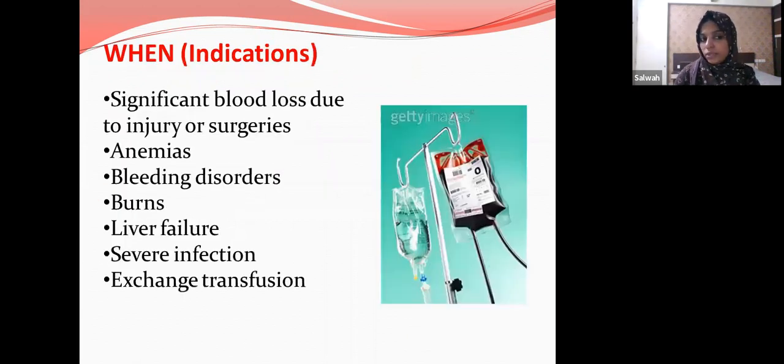Then to prevent complications of severe bleeding. Now, when? That is the same thing. That is significant blood loss due to injury or surgeries, anemias, bleeding disorders, burns, liver failure, severe infection, and also in exchange transfusion.